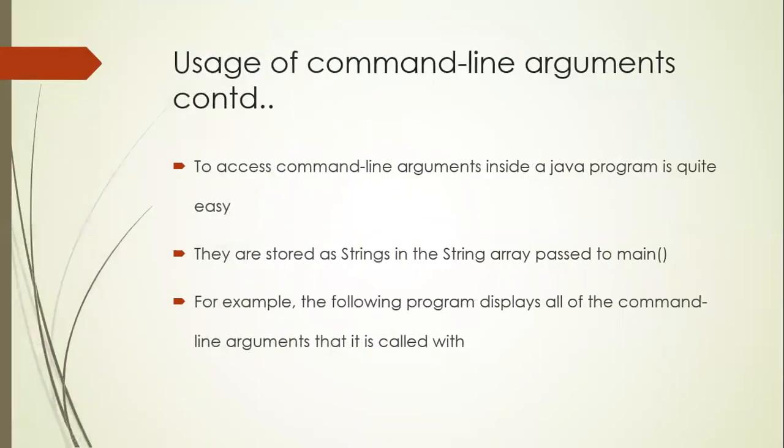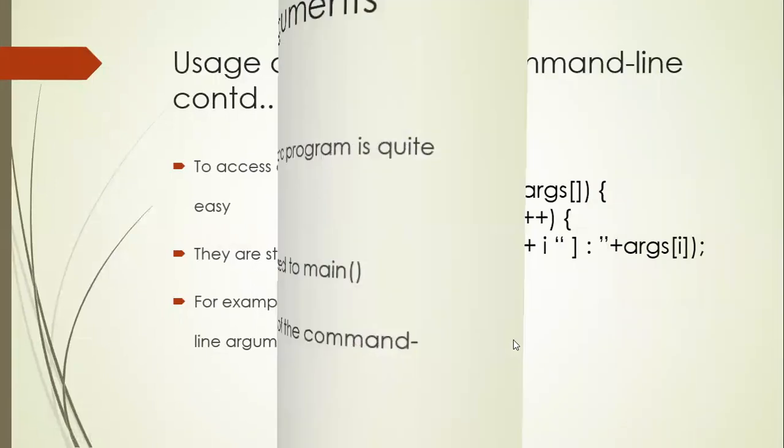To access the command line arguments inside the Java program, it's quite easy. The command line arguments are stored as strings in the string array that is passed to the main method. Like inside the main method, you will write String args, right? So that args array will hold all the command line arguments we are passing through the command line. Let us take one example, you will understand.